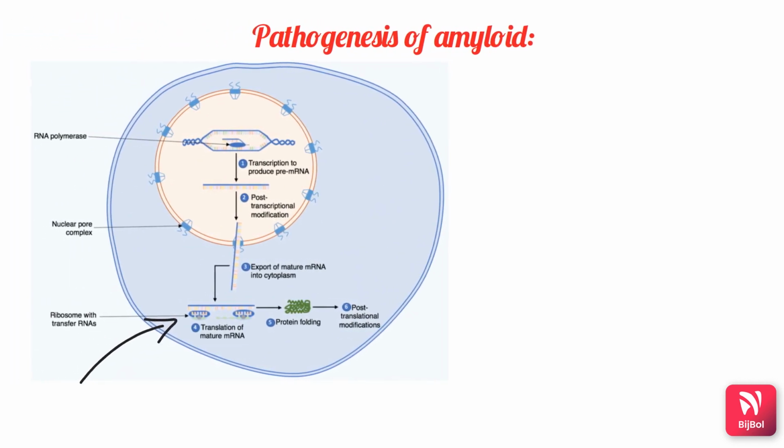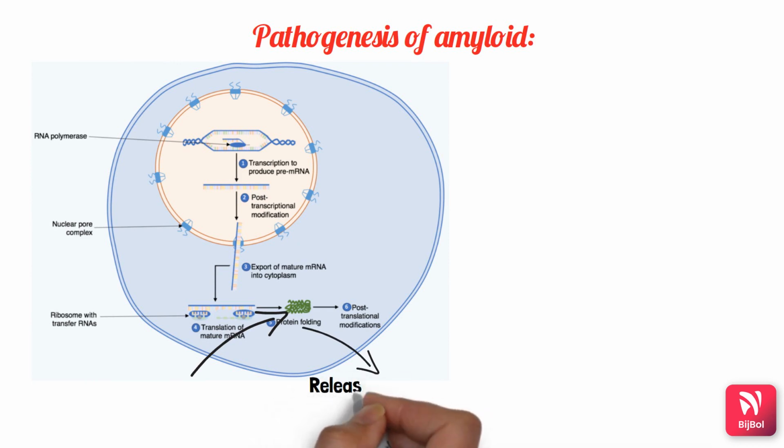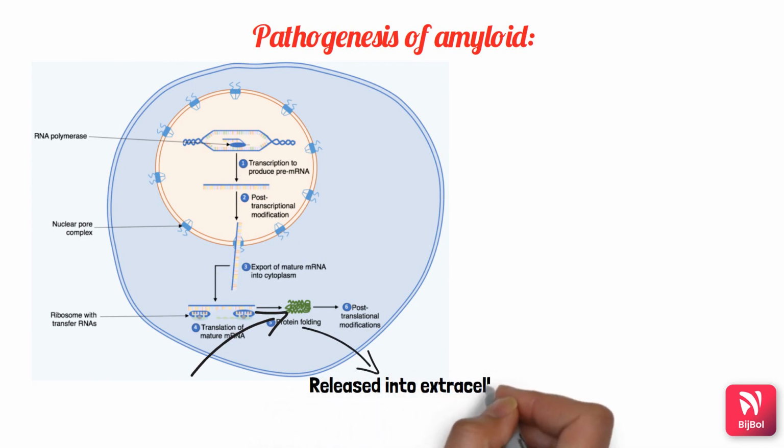Going back to our present picture, there is translation of the mRNA onto the ribosome, then the protein is formed, and then this protein undergoes folding. For this folded protein, some post-translational modifications will occur later, and then it will be released into the extracellular matrix. So this is how it normally occurs.